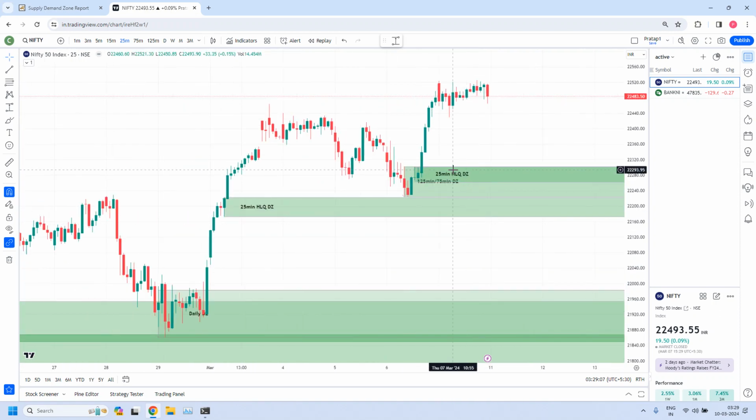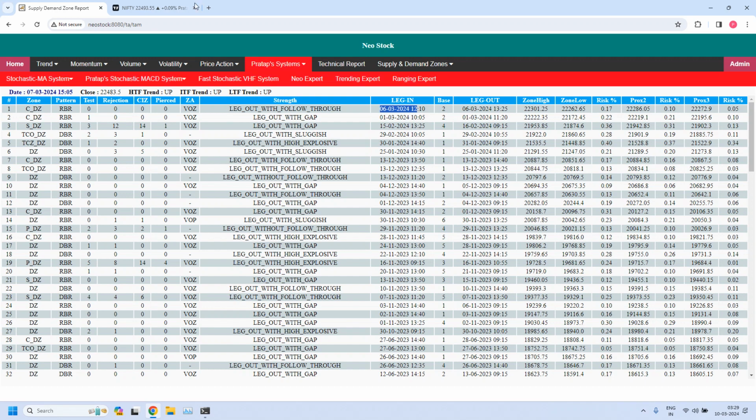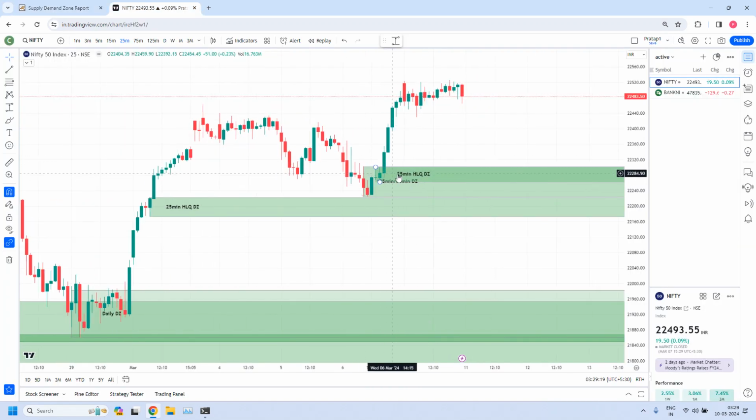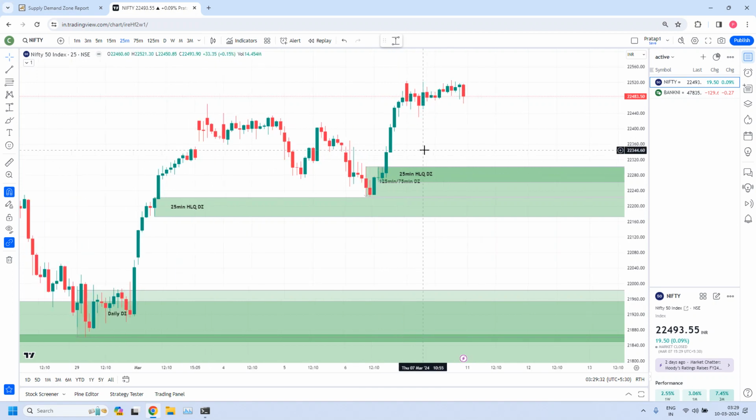But we get better clarity once we look into 15 minutes and 5 minutes. Moreover, this is the most recent 25 minutes zone. This is the most recent demand zone. Not only a recent demand zone, this is also a high liquidity demand zone. Both points you need to observe. The most recent 25 minutes demand zone is also a high liquidity demand zone. So probably this will be the immediate support for Nifty 50 during this week. But we get clarity once we get into 15 minutes and 5 minutes.